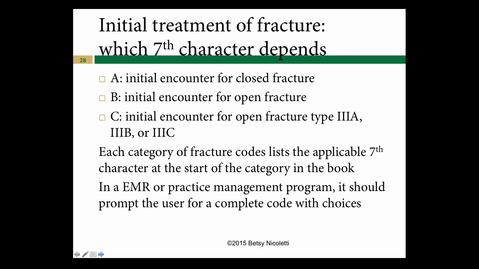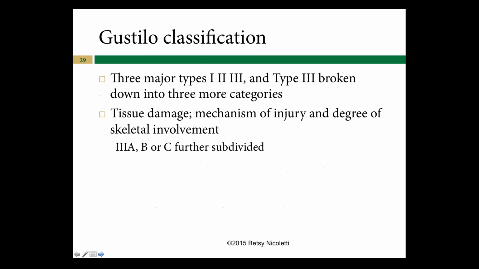And then there are certain codes where it's the Gustilo classification that we need to use to report our seventh characters. Again, the way you know, if you're in the book, is by going to the category code. If you're in your EMR or practice management system, it should prompt you. It should list all of them out with the right seventh character so you know which one you need to select for it to be a complete and accurate code.